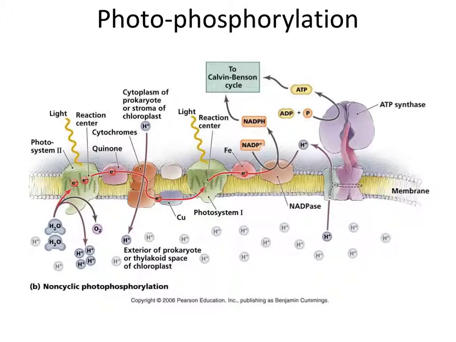In photosynthetic organisms, ATP is generated via photophosphorylation. Shown here is a diagram of the photosystems. There's one photosystem, photosystem 2, and then photosystem 1 over here. They're named in the order of discovery, not in the order in which electrons flow or events happen biochemically.